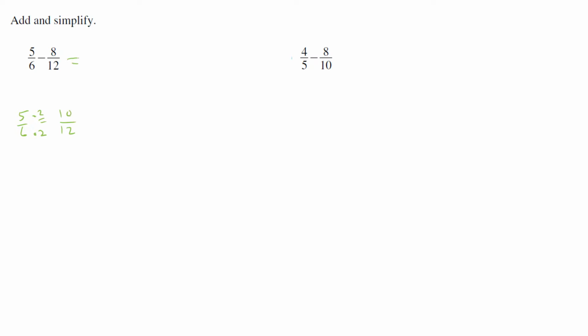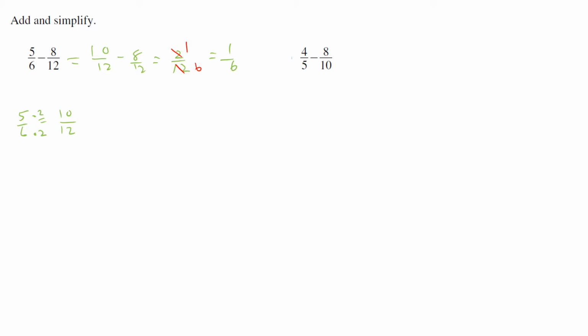So I can rewrite this as 10 over 12 minus 8 over 12, which will give me 2 over 12. We see that both the numerator and the denominator share a factor of 2. So 2 divided by 2 is 1. 12 divided by 2 is going to be 6. And so our answer here is going to be 1 over 6.